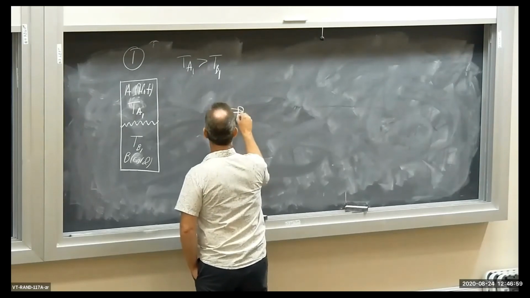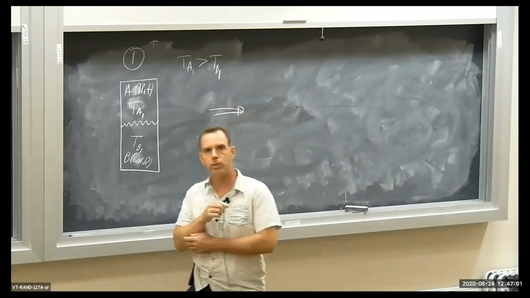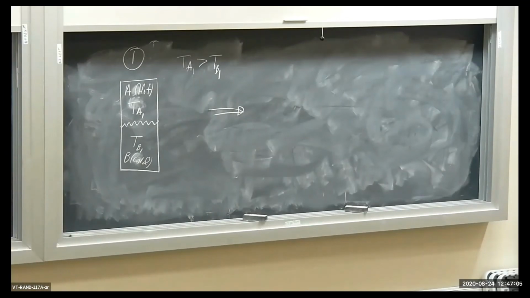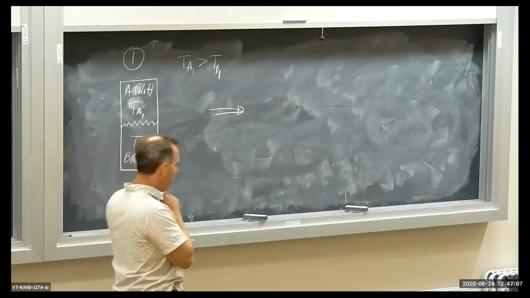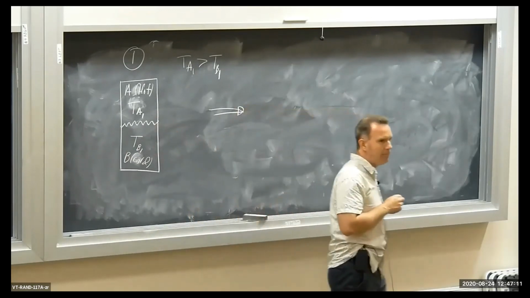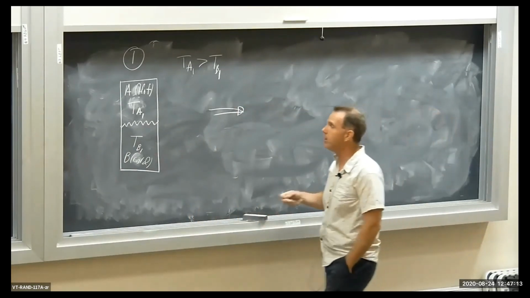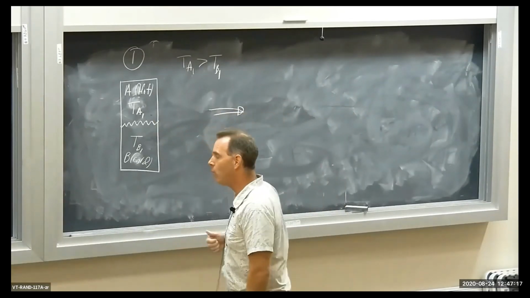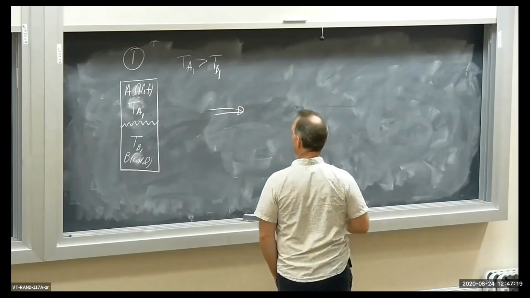Now, what's going to happen if we sit around and wait for these bars to do their thing over time? Let's say we wait a long time. These bars are in thermal contact with each other. We got a hot bar, we got a cold bar. What's going to happen? Well, the hot bar is going to cool down and the cold bar is going to heat up. And they will come to some mutual temperature.